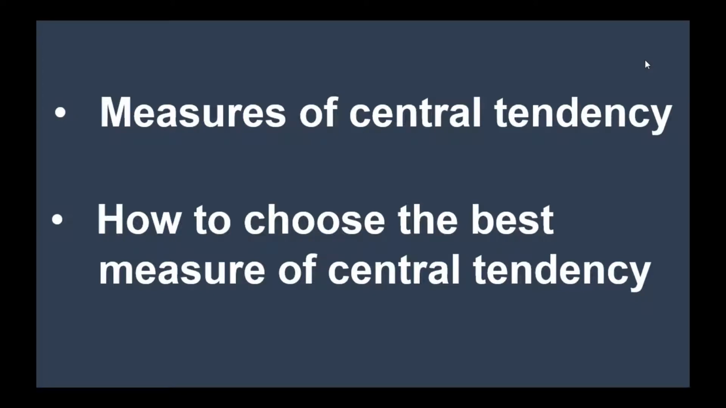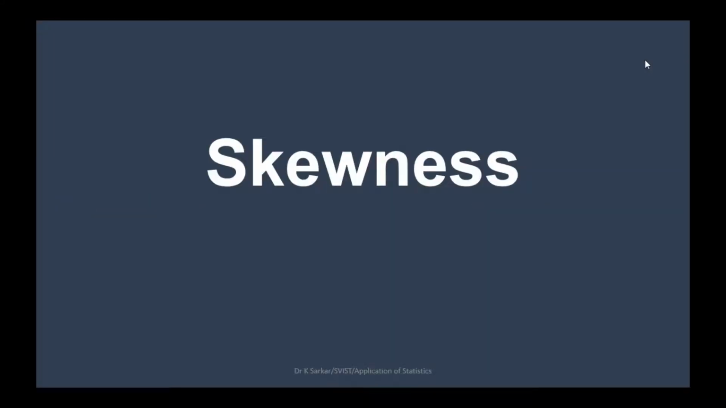Hello everyone. In the last lectures, we have discussed measures of central tendency and how to choose the best measure of central tendency. In this lecture, we are going to discuss skewness. Whenever you run a descriptive statistics function in software, you will find two values, skewness and kurtosis. These two statistics give you insights into the shape of the distribution. Skewness and kurtosis are also very important for data science.